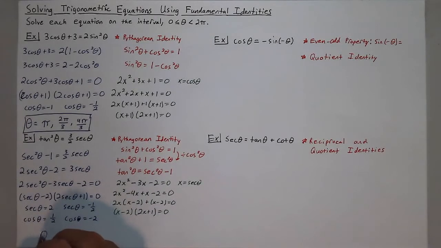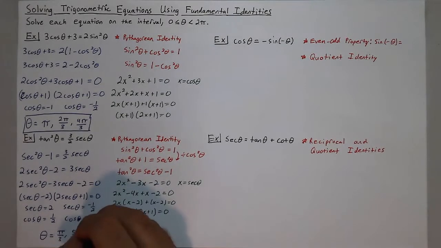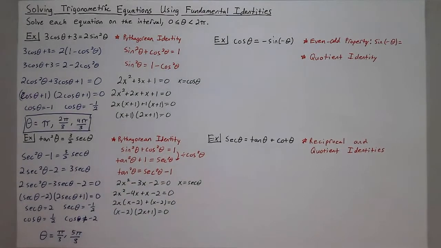Which when solving, cosine of theta is equal to 1/2 whenever the angle is pi over 3 or 5 pi over 3. Now cosine of theta can never equal -2 because the range of cosine is -1 to 1. This can never happen, so I will not get a solution from that equation. So my two solutions are pi over 3 and 5 pi over 3.